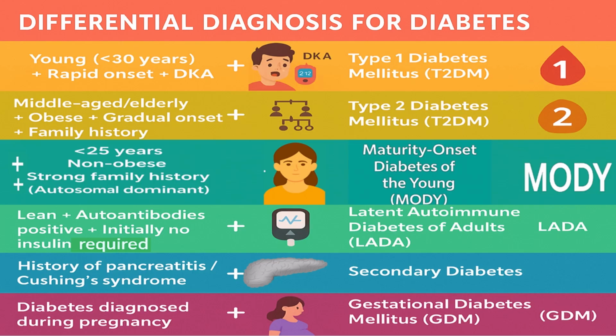Finally, we discuss gestational diabetes mellitus, or GDM. This is diagnosed during pregnancy and is often asymptomatic. Key risk factors include obesity, polycystic ovarian syndrome, and a family history of diabetes. The primary cause is placental hormone-induced insulin resistance. Women with GDM have an increased risk of developing type 2 diabetes in the future.